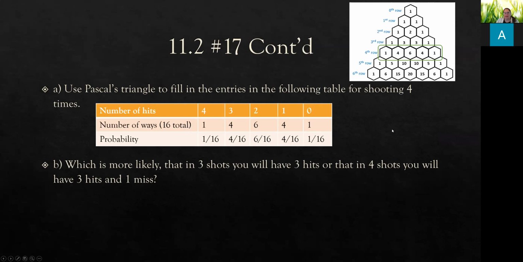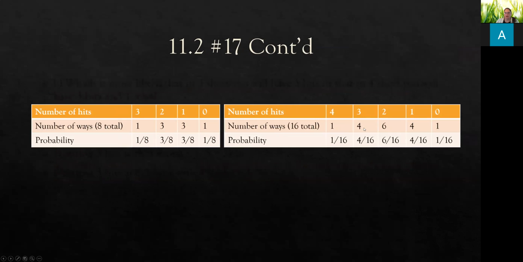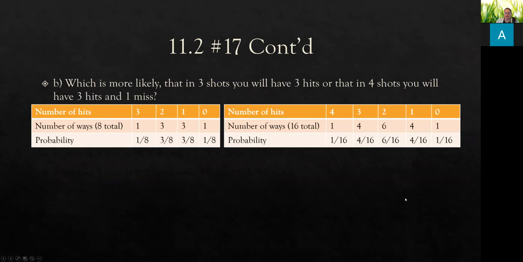Which is more likely: that in 3 shots, you'll have 3 hits, so you'll only take 3 shots and all 3 of them are hits, or that in 4 shots, you'll end up with 3 hits and 1 miss? So which one of those is more likely to happen? So here are the 2 charts that we've already had. We're again trying to figure out which one's more likely, that in 3 shots, you end up with 3 hits, or that in 4 shots, you have 3 hits and a miss.